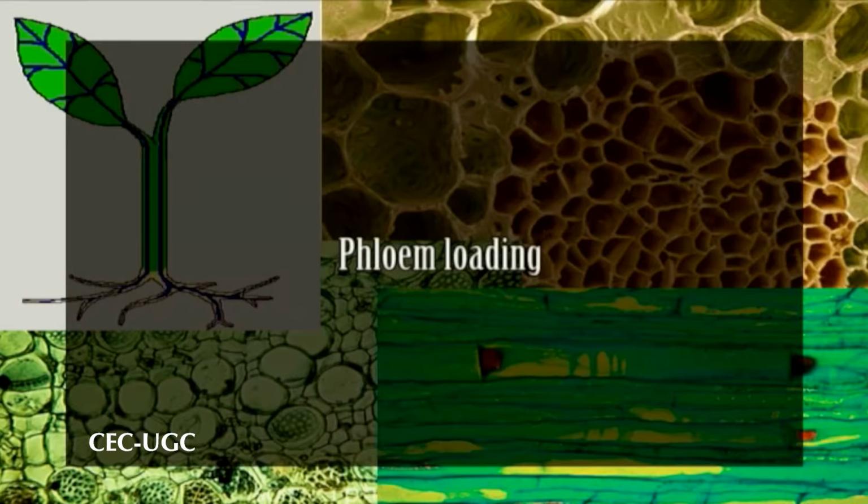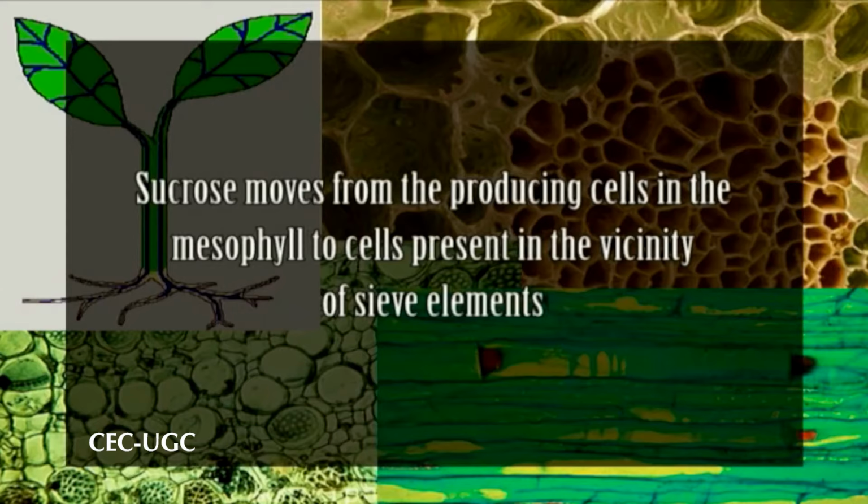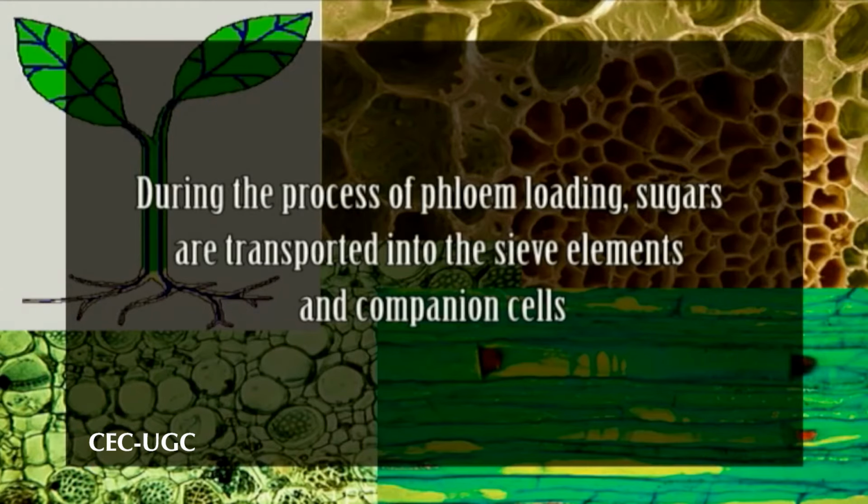Several transport steps are involved in the movement of photosynthates from the mesophyll chloroplasts to the sieve elements of mature leaves. Triose phosphate, formed by photosynthesis during the day, is transported from the chloroplast to the cytosol, where it is converted to sucrose. Sucrose moves from the producing cells in the mesophyll to cells present in the vicinity of sieve elements. During the process of phloem loading, sugars are transported into the sieve elements and companion cells.